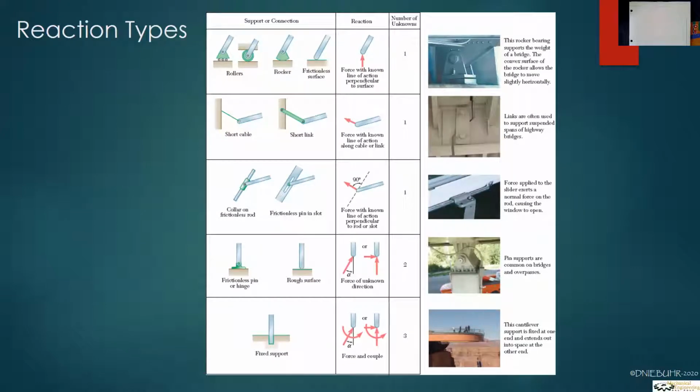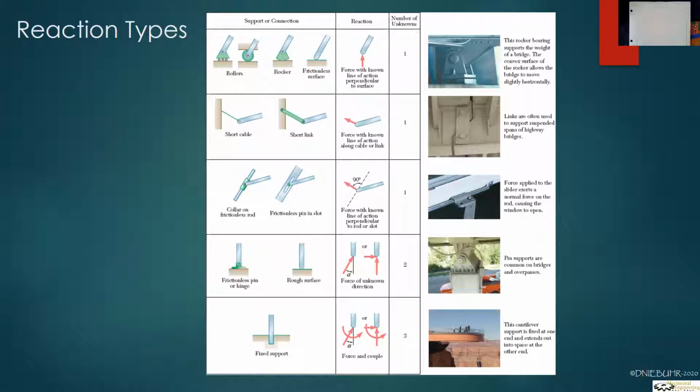So the reaction types, this is right out of your textbook, page 173. This tells you the number of unknowns. For example, at the top, where we say rollers and rockers and frictionless surfaces, you only have a single reaction, and it's always going to be normal to the surface. It seems to make sense because rollers can roll in the X direction according to this. Now, if you have friction, that's going to change. But for this chapter, until we get to friction in chapter 8, we're not going to worry about it.